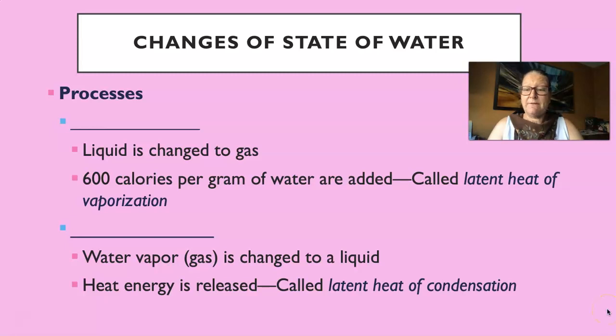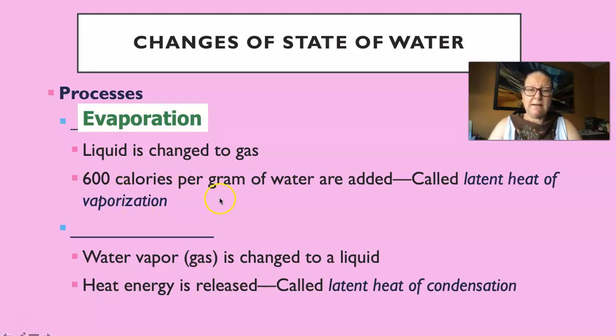So the first one I have here is a change from liquid to a gas, and that is called evaporation. Calories are units of heat energy, and it takes 600 calories per gram of water to make evaporation occur, and that's called the latent heat of vaporization. The main thing is that energy or heat is absorbed when water evaporates to a vapor.